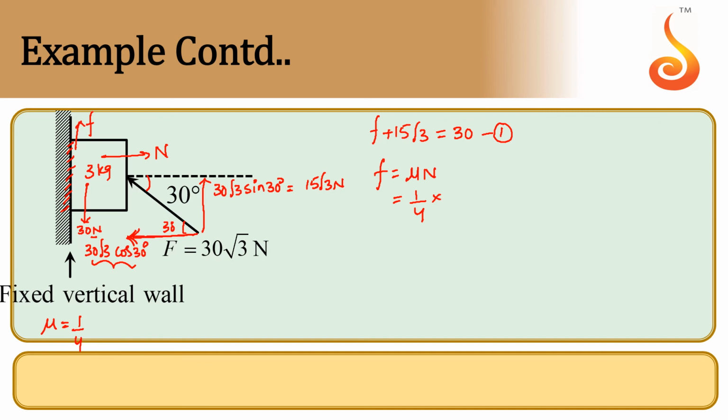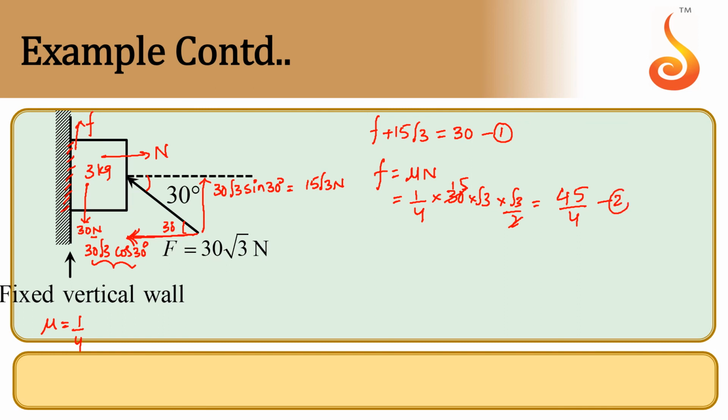So 30√3 cos 30, where cos 30 is √3/2. So 2 ones are 2, 15s are 15. √3 into √3 is 3. 3 into 15 is 45. So 45/4, which is the friction.